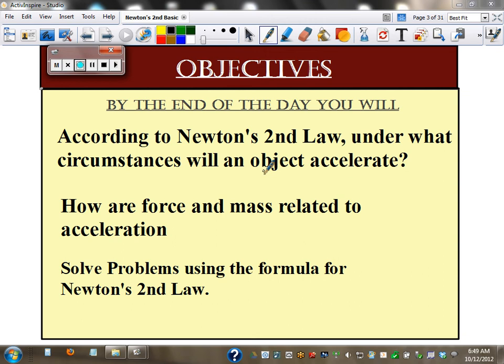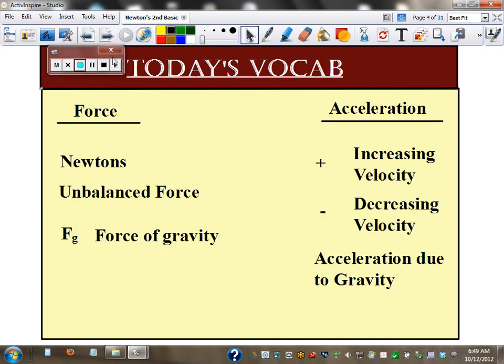This is the first topic video in the Newton's second law unit, and the test is going to be 3 questions concerning these 3 topics. According to Newton's second law, under what circumstances will an object accelerate? How are force and mass related to acceleration? And then solve problems using the formula for Newton's second law. It's nothing like the formulas we had to work in with the acceleration unit.